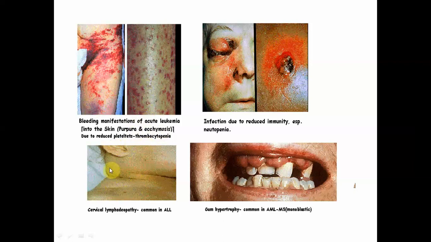Cervical lymphadenopathy, here. Cervical lymphadenopathy is so clear here. Common in ALL. Gum hypertrophy, as we mentioned, is common in AML M5, and as we mentioned previously, M4 could be seen. M5 means monoblastic leukemia. It's a subtype of acute myeloid leukemia.